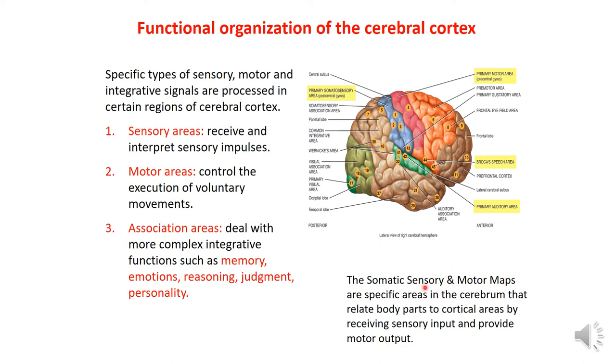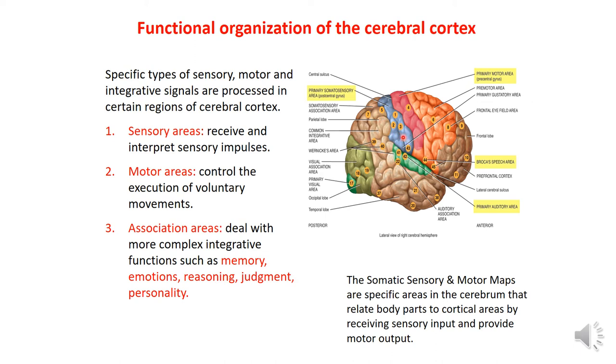The somatic sensory motor maps are specific areas in the cerebrum that relate body parts to cortical areas by receiving sensory input and providing motor output. So, the somatic sensory and motor maps are specific areas in the cerebrum that relate body parts to cortical areas by receiving sensory input and providing motor output. Each area has a specific function.